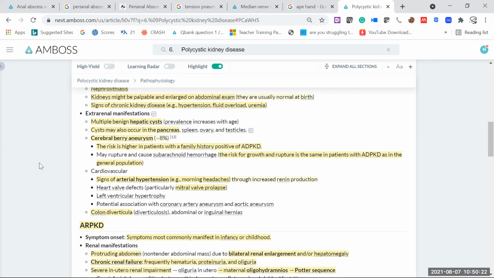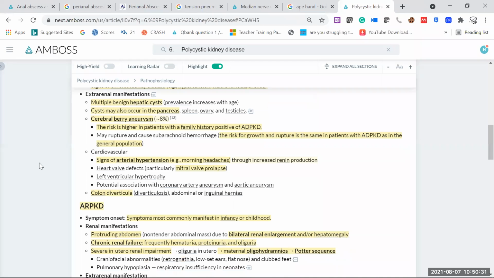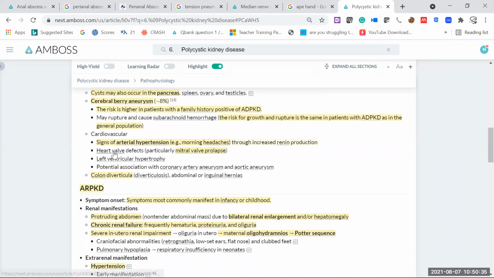Because if there is too much hypertension, too much blood pressure, anytime the cranial artery can be damaged, and there will of course be sudden death of the patient. There's always a risk of sudden death. The risk is higher in patients with a family history. Of course, for genetic disease, we have to know the family history. It may rupture and cause subarachnoid hemorrhage. If we are considering a bulge in the cranial artery, we should be very vigilant, because there are chances of subarachnoid hemorrhage.